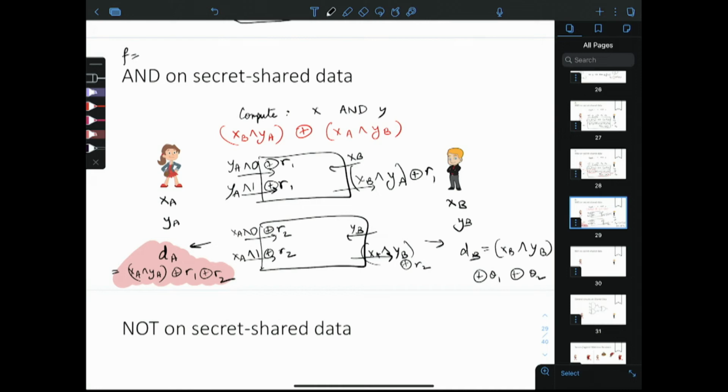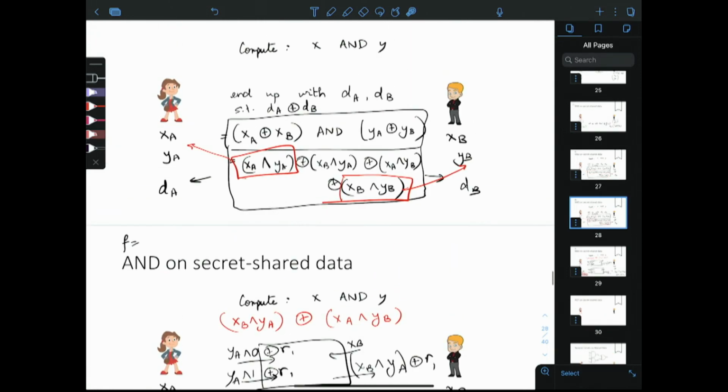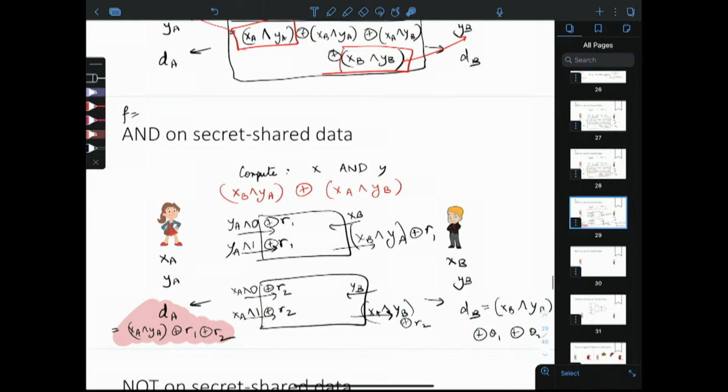And now it's an easy check that if you add these two shares up, if you add everything up, you get XB AND YB, XOR XA AND YA, XOR R1, R2, XOR R1, R2, which cancel out, because if you XOR a bit twice, it just gives you a 0. And then you have XOR XB AND YA, XOR XA AND YB. So what you've ended up with is exactly this term here, XA AND YA, XB AND YB, XORed with all these values.